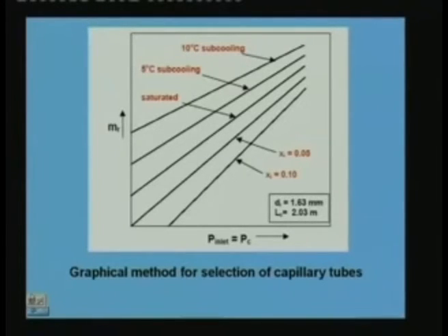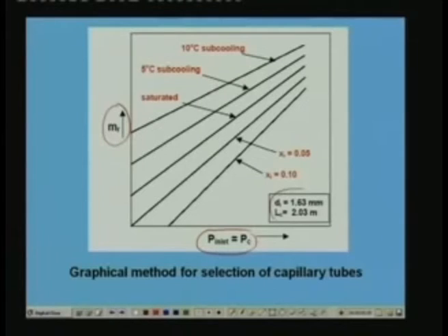this is a typical graph where the x-axis is the inlet pressure, which is nothing but the condenser pressure, and the y-axis is the mass flow rate through the capillary. This data is given for a particular diameter and particular length of the capillary, that is 1.63 mm inner diameter and 2.03 meter length. And the mass flow rate is given for different inlet conditions. One is the pressure, the other one is the degree of subcooling.